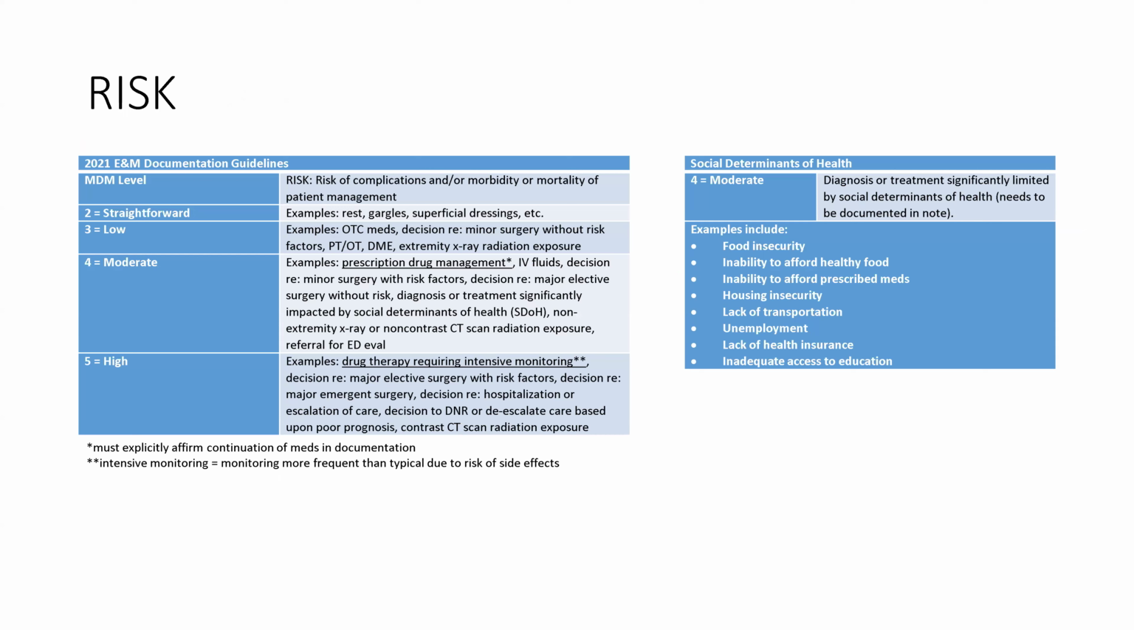Social determinants of health is your other easiest way to get that level 4, if you can somehow tie that in. It's an easy bar, especially with our patient population, because they have transportation, insurance coverage, financial issues, housing insecurity, food insecurity, any number of things that are over there on the right side of their social determinants of health.